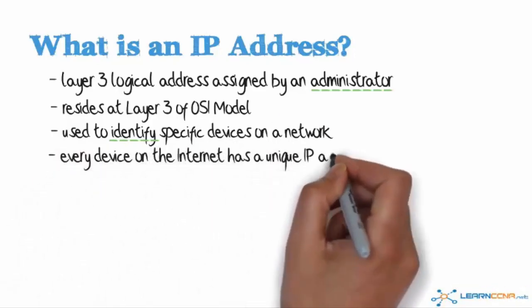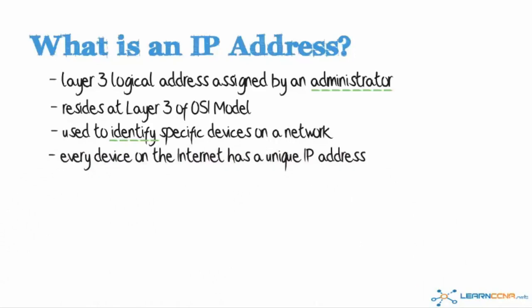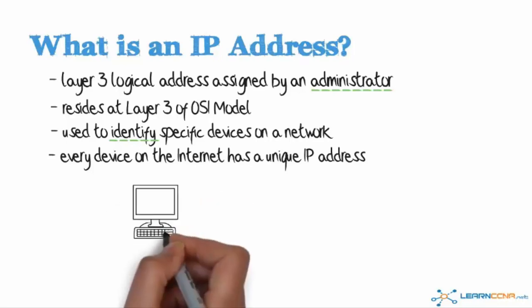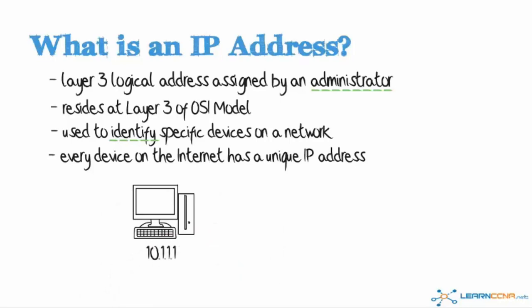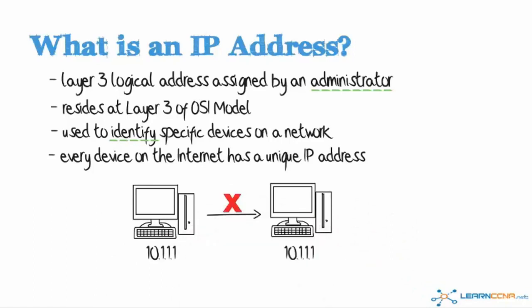Every device on the internet has a unique IP address. So there are millions of IP addresses out there, and no two devices can have the same IP address for communication on the internet. Every device needs a unique IP address, and hence the move to IP version 6 these days because of IP version 4 address exhaustion. So for example, you cannot have a device 10.1.1.1 communicating with another device with the same IP address. That's going to cause a conflict in the network. Every device on the internet has its own unique IP address and requires a unique IP address for communication.